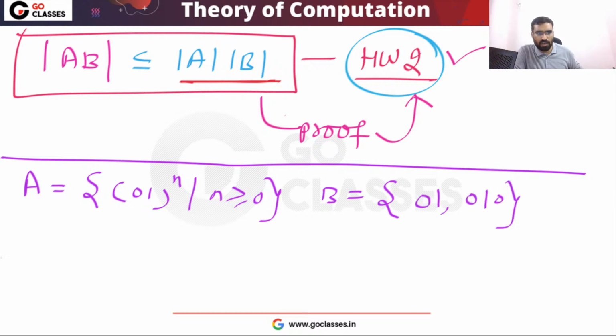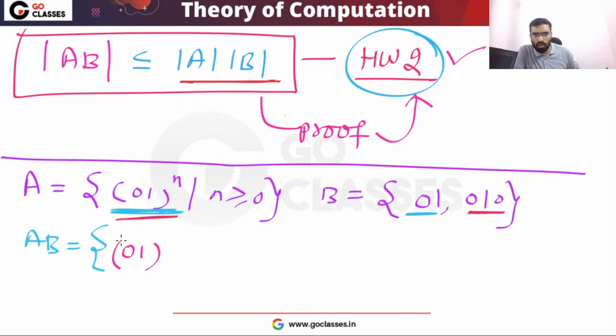Okay, so tell me what will be AB? You can find out what will be the concatenation of these two. The concatenation of these two will be, you can concatenate every string here with this, or every string here with this. Okay, so what will you get?